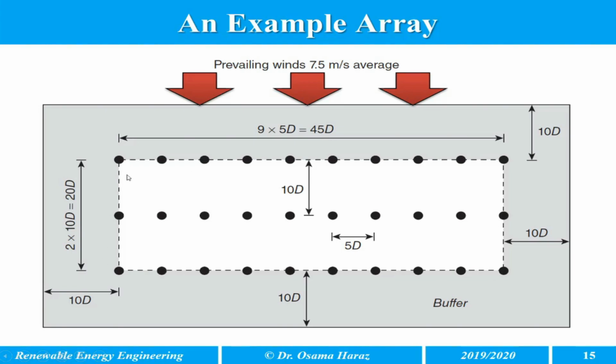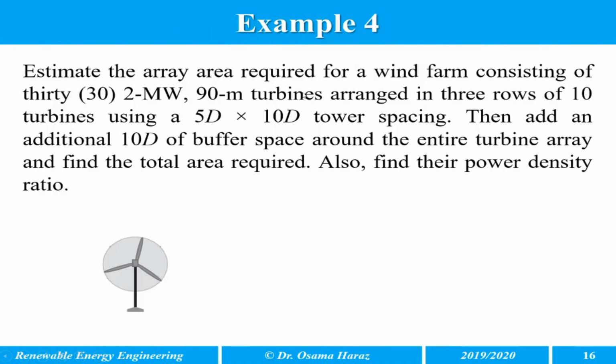This is for this area. And you have to add 10 plus 10, so it becomes 20 plus 20, 40D, and 45 plus 10 and 10, 65D. So the total area becomes 65D times 40D with buffer.